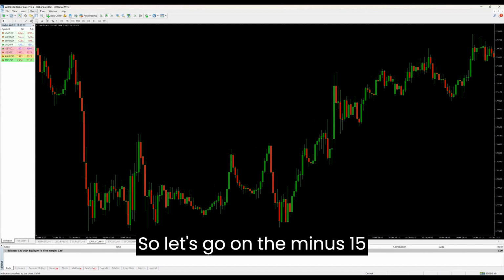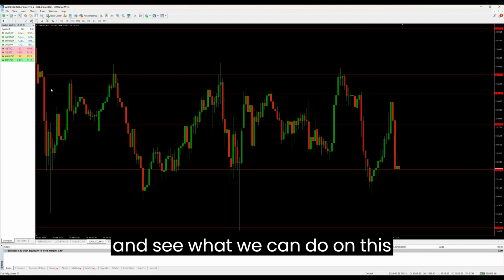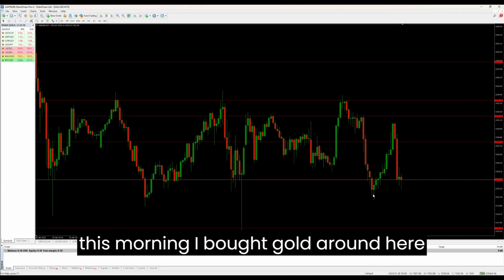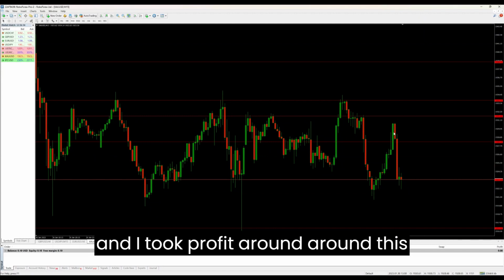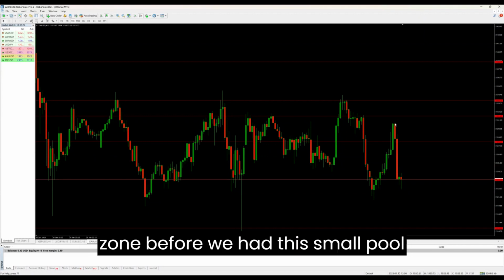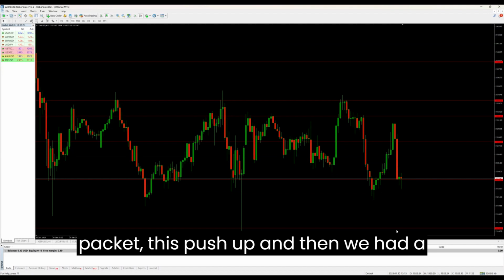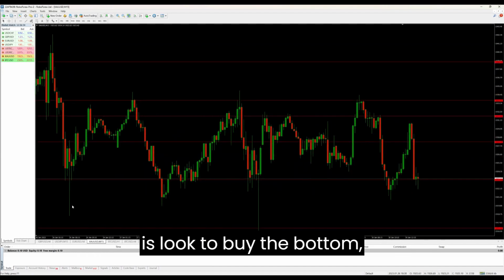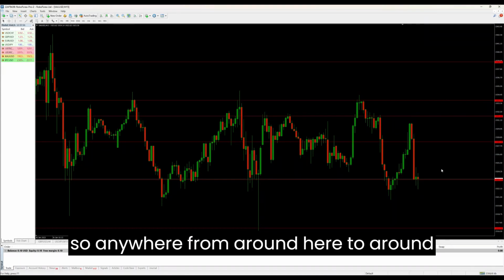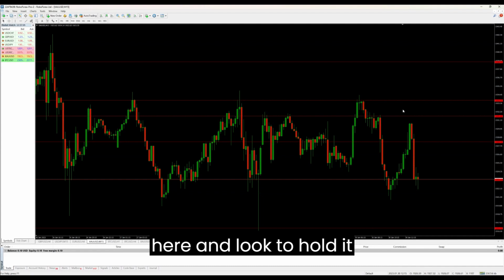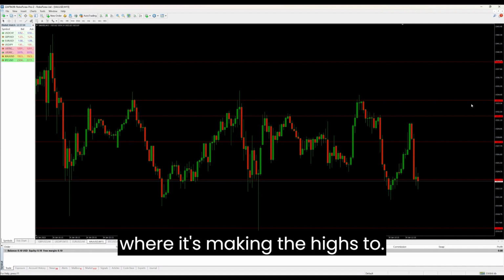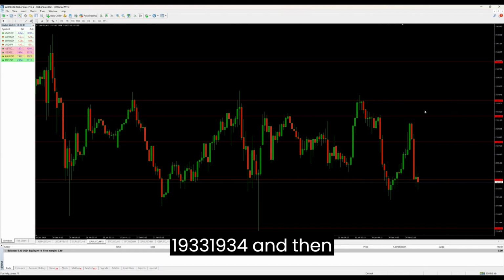So let's go on the minus 15 and see what we can do on this chart. What I can do, for example, this morning I bought gold around here and I took profit around this zone before we had this small pullback, this push up, and then we had all of this pullback. So what you can do is look to buy the bottom, anywhere from around here to around here, and look to hold it to around this zone where it's making the highs, 1933, 1934.